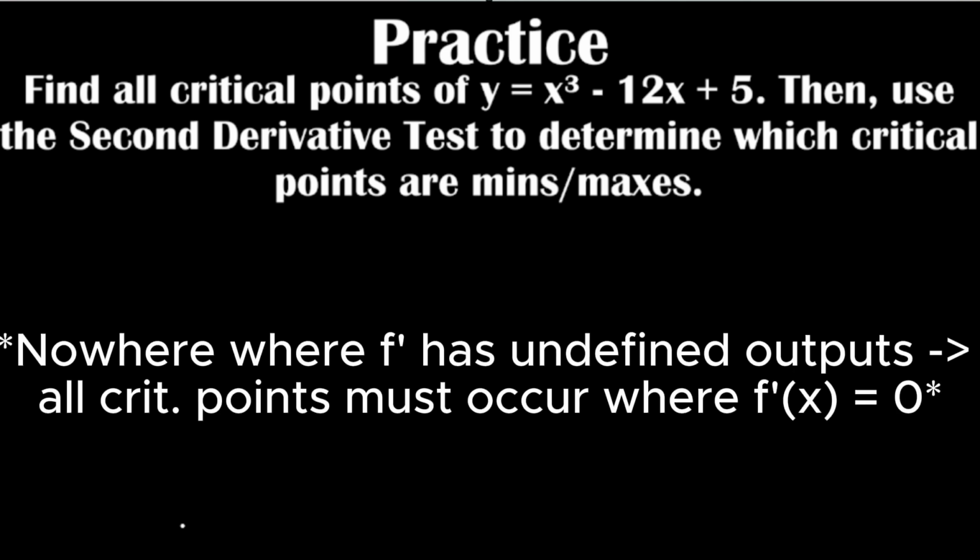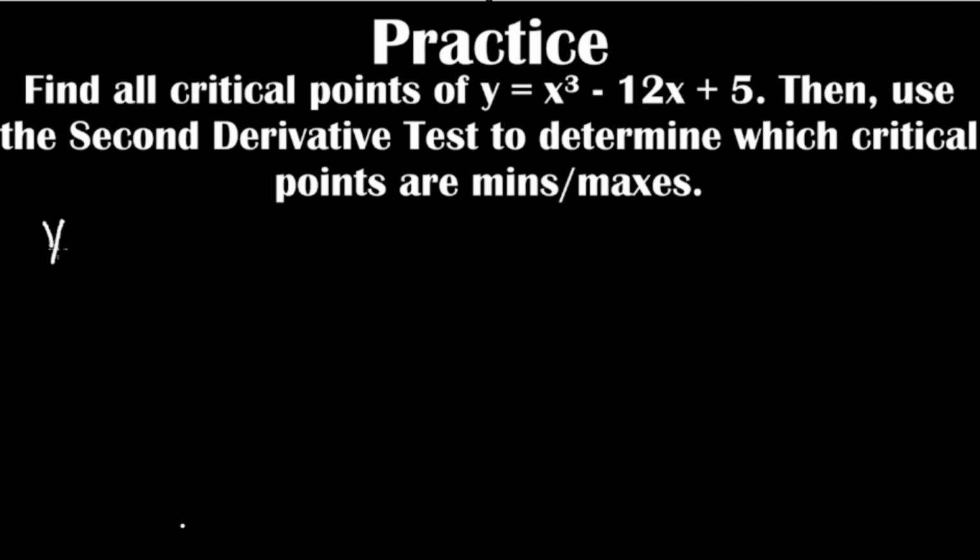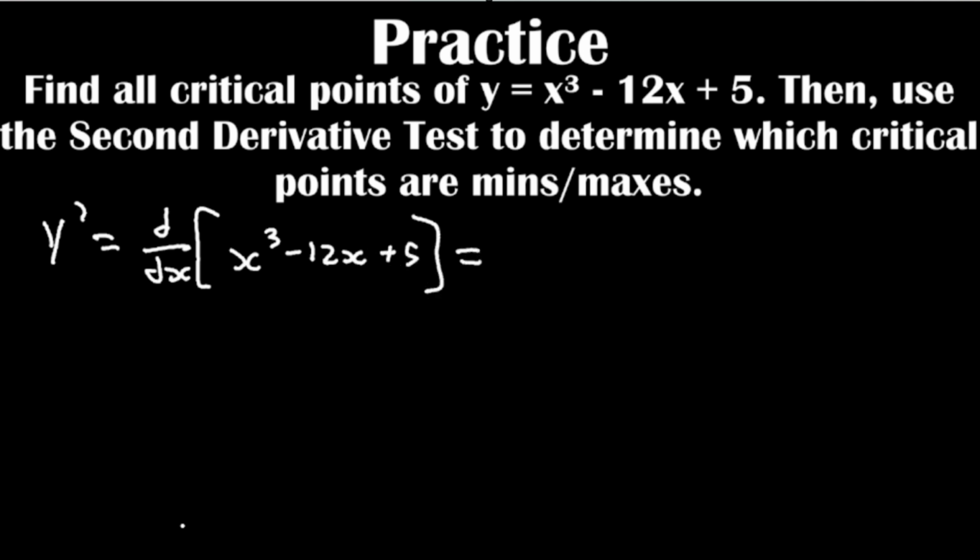Anyways, let's find the first derivative. Y prime, the first derivative, is d over dx of x cubed minus 12x plus 5. Using the power rule, we get 3x squared minus 12.